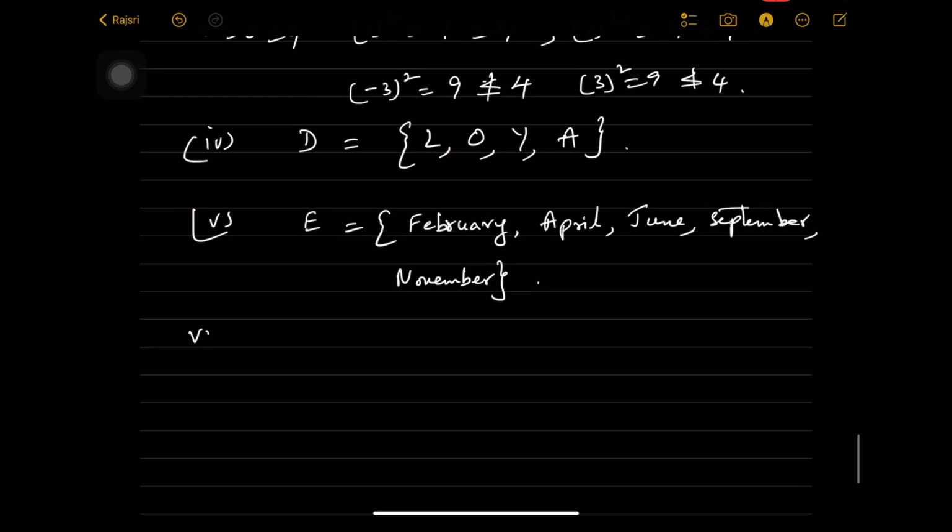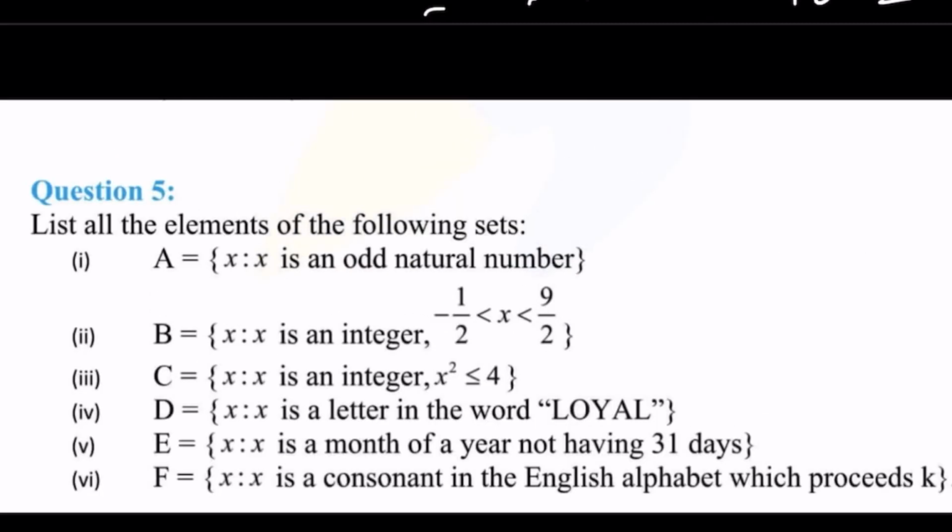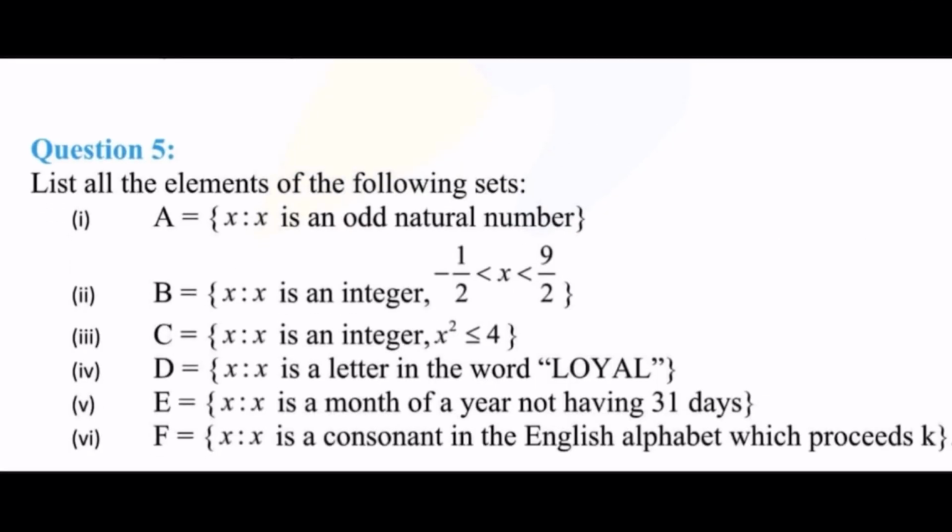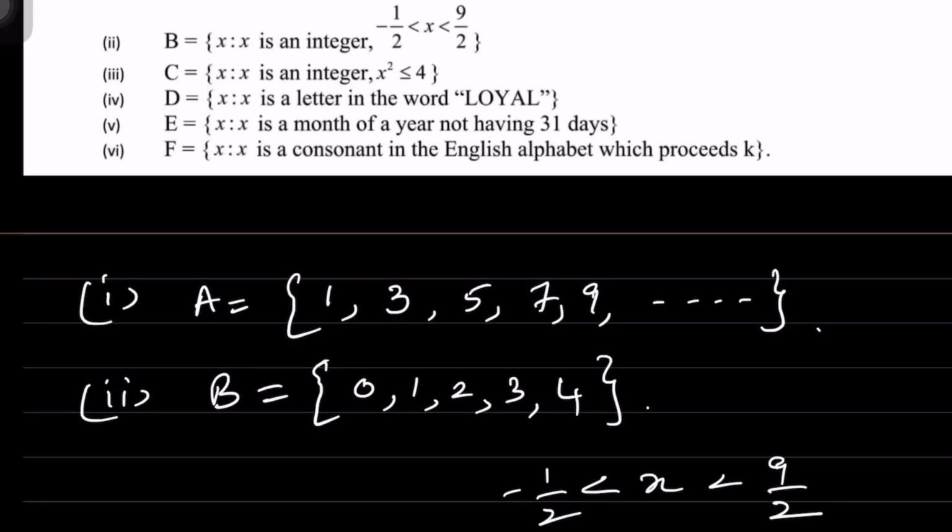Next, sixth one. What's the sixth one? We'll see. F is equal to X such that X is a consonant in the English alphabet which precedes K. So consonants are all those which are not vowels. Other than vowels, all those alphabets are consonants. So now, which precedes K. Precedes K means which is less than or equal to K.